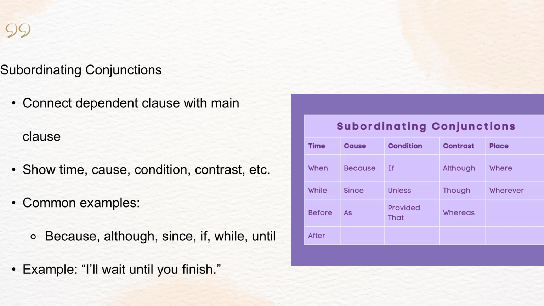Subordinating conjunctions. Let's move to subordinating conjunctions. These connect a dependent clause to a main clause. They show relationships like time, reason, condition, or contrast. Common examples: because, although, since, if, while, until. Example, I'll wait until you finish.